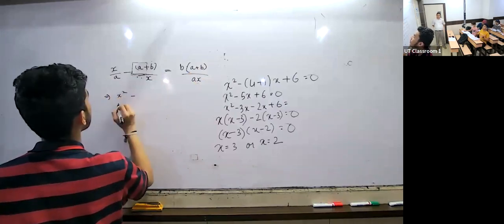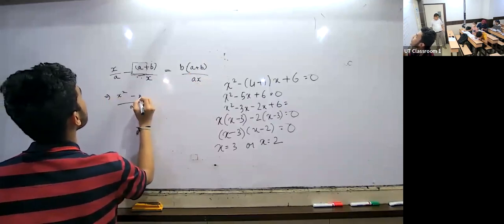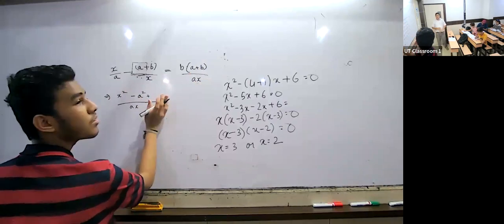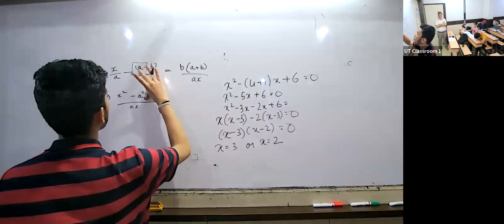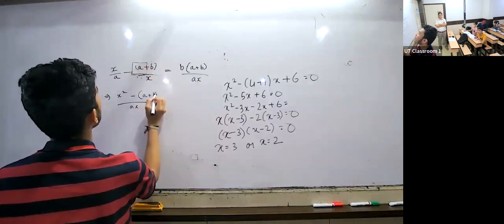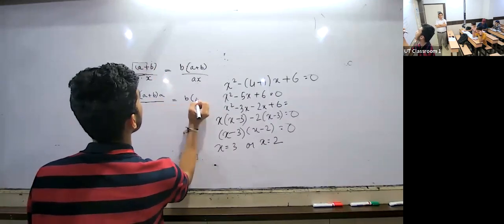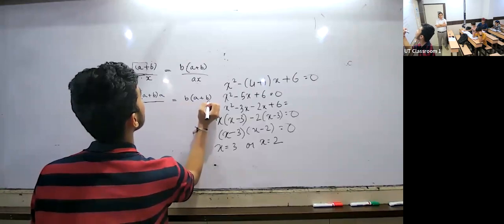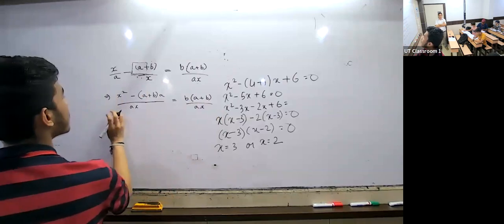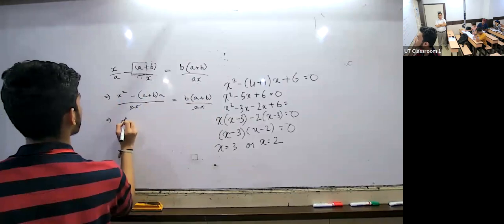Let's see if you're taking it now. Don't do that on A plus B times A, right? Otherwise, we can write it as A plus B. We can cancel AX from both. Then open the bracket. Square.